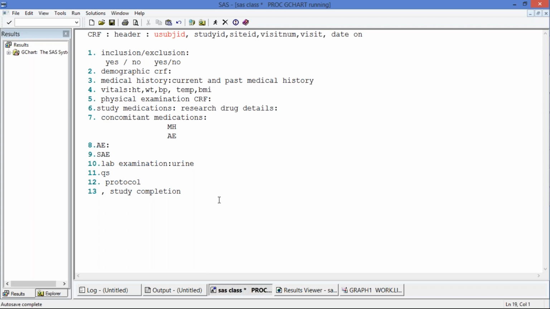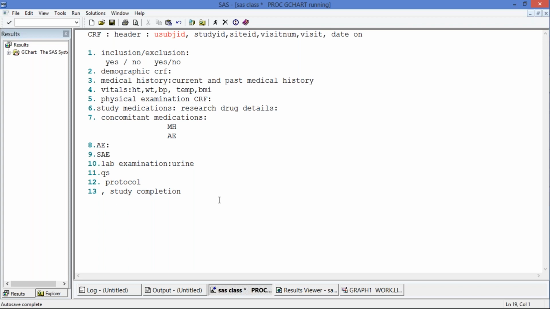Study medication, research drug details, start date, end date, unit, dose used. Concomitant medications: along with the study drug, if the patient is taking any medication, they will maintain the concomitant medications. Details are the same: name of the drug, route of administration, start date, indication, why the patient is using this drug. Adverse event: severity, seriousness, relatedness, and whether it is anticipated or unanticipated, all the assessments and the adverse event description.